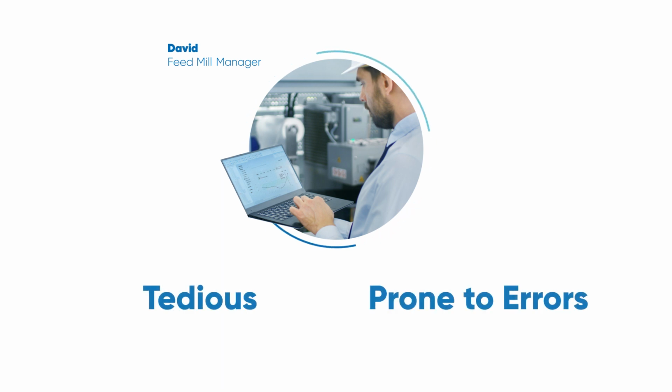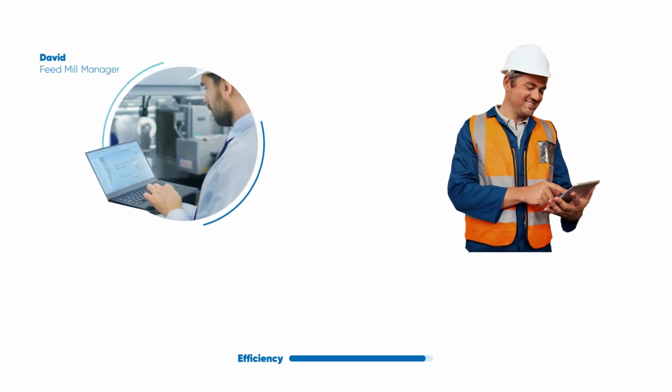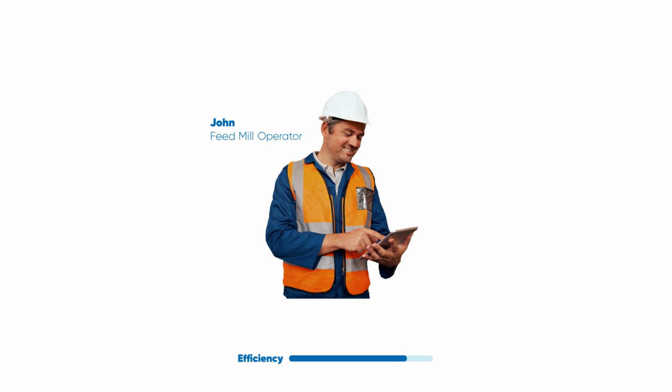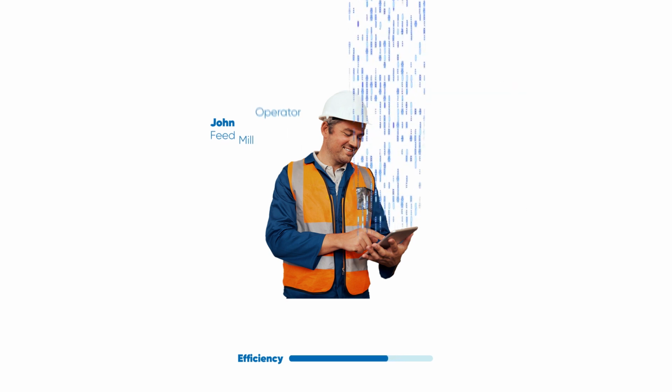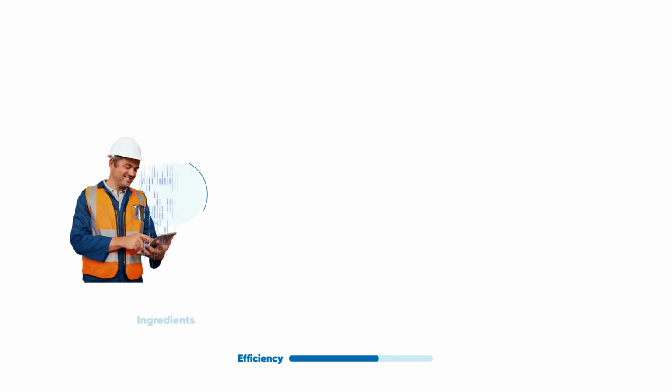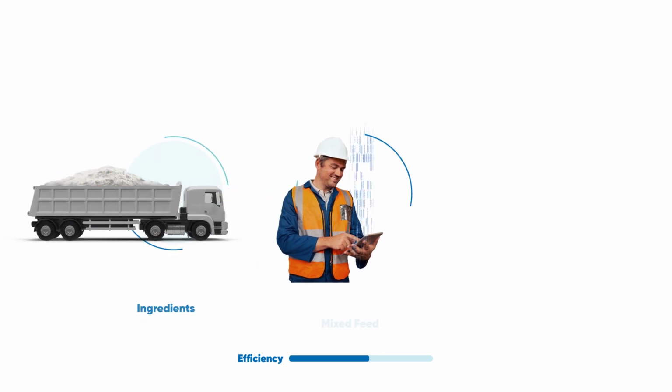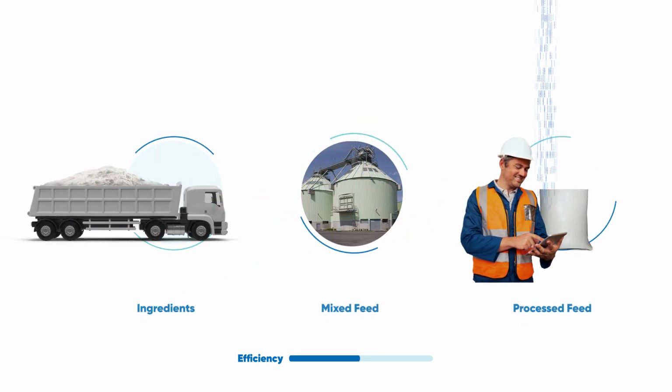With so many manual steps in the process, not only is it tedious, but it can also be prone to errors. To optimize his operations, David meets with John, a feed mill operator, to have a closer look at their daily practices. John has a busy schedule, and he constantly needs to analyze samples at different steps of the production process, including incoming ingredients, mixed feed, and processed feed.